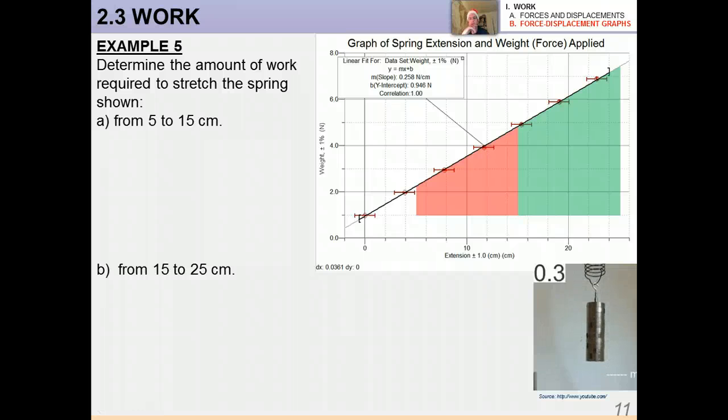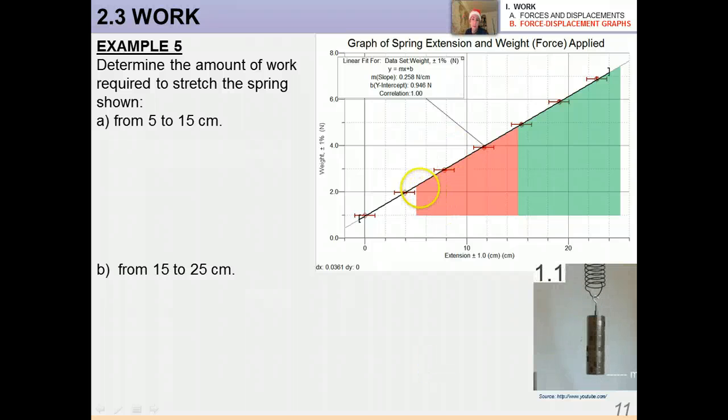Okay, so one more example of a mass on a spring. This is experimental data from the lab that we did with the spring extension and the weight or the force applied. And I want you to figure out the amount of work required to stretch this spring shown from 5 to 15 and 15 to 25. Go ahead and do that.